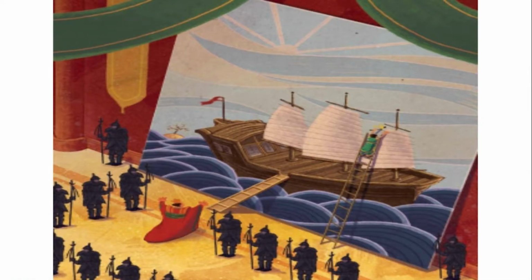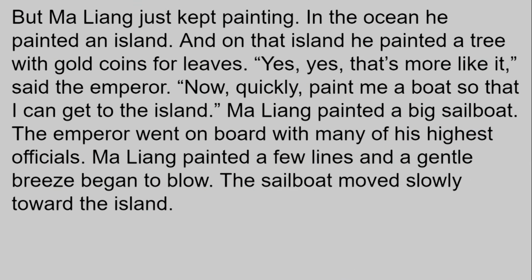Ma Liang took the magic paintbrush and began to paint. He painted many blue waves, and soon the emperor saw an ocean before him. That is not what I told you to paint, he barked. But Ma Liang just kept painting. In the ocean, he painted an island, and on that island, he painted a tree with gold coins for leaves. Yes, yes, that's more like it, said the emperor. Now quickly, paint me a boat so that I can get to the island.